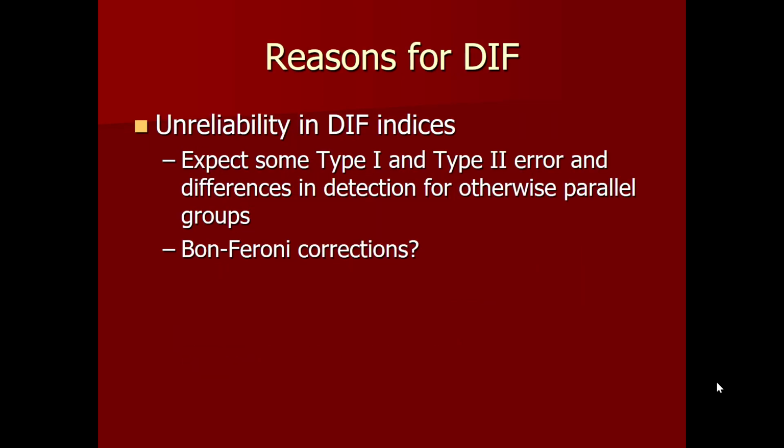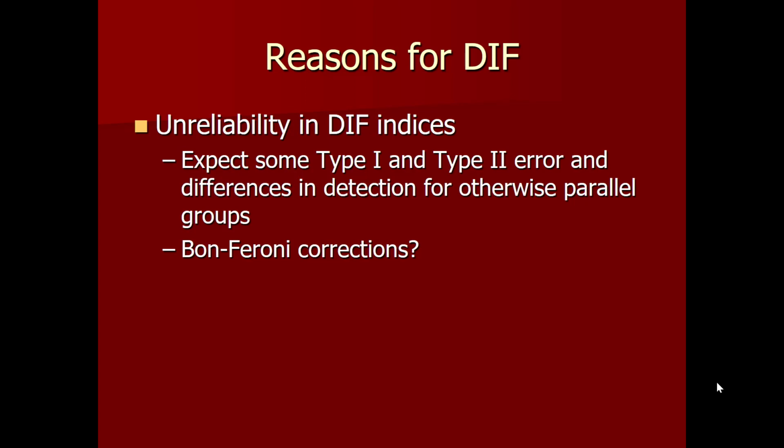Okay, so where does DIF come from? This is a really hard question to answer. One of the places it can come from, not typically, but one you should be aware of, is that there's unreliability in the DIF indices. The tests we use to measure and test for DIF, and we'll get into this in the next unit, are typically significance tests. They work just like a t-test or an ANOVA does, and they tend to be strongly affected by things like sample size.